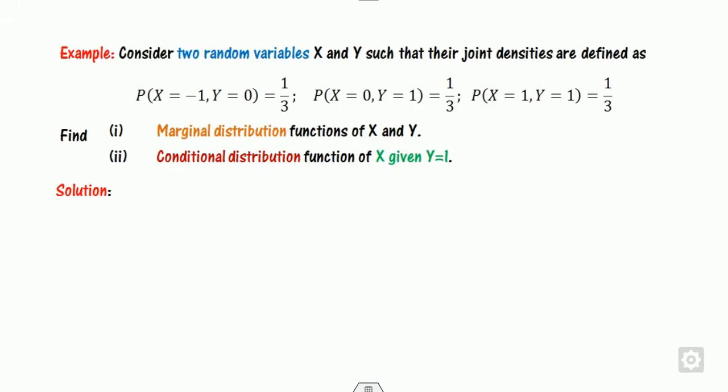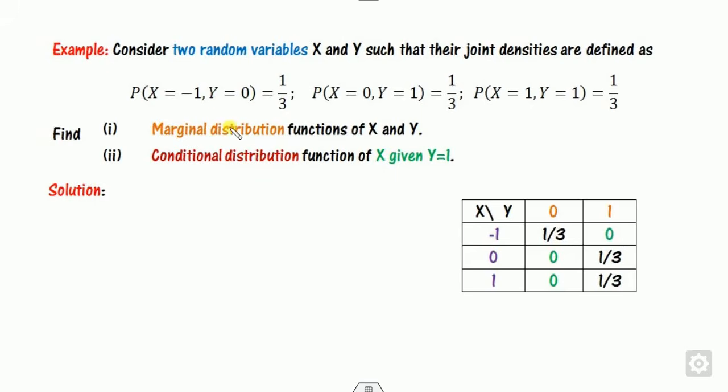Consider two random variables x and y such that the joint densities are given here. Find the marginal distribution. Firstly, you have to construct the diagram. How many x are there? x is -1, 0, 1, and y is only 0 and 1. So for x is -1, y is 0, the answer is 1/3 and so on. Those values that are not given are highlighted in green as 0.